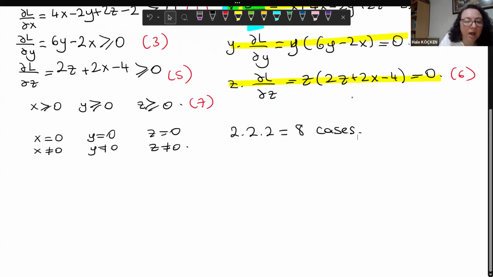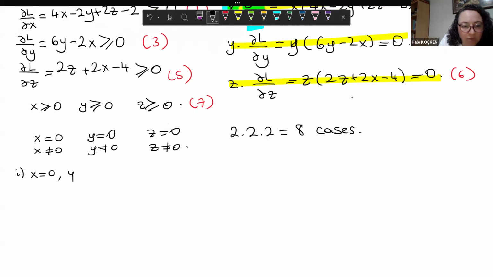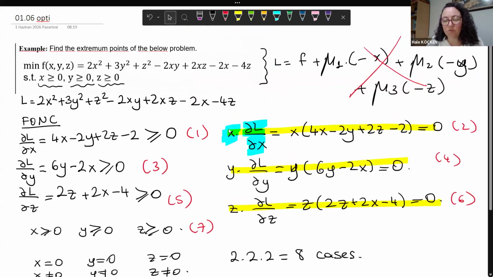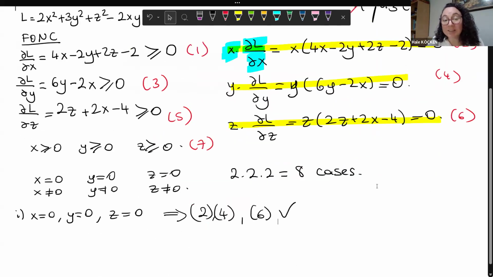So I will begin with the 8 cases. First case, I will assume that all of the variables are 0, and we will analyze each case to find a candidate point. This is what we do in complementary constraints, and we apply the same idea. If all of them are 0, then constraints 2, 4, and 6 are satisfied directly. I don't need to check them because these are the factors already. So I need to check the remaining ones.